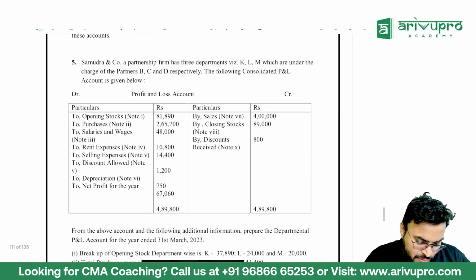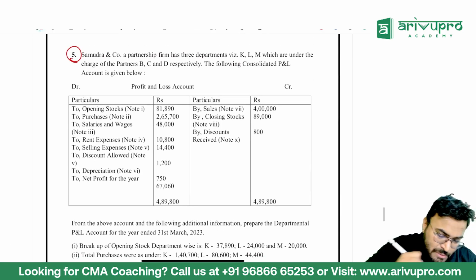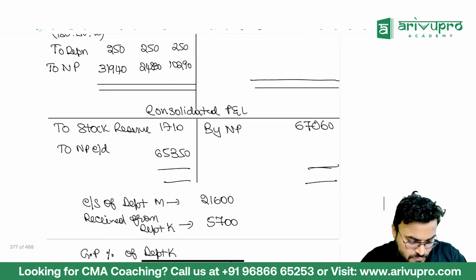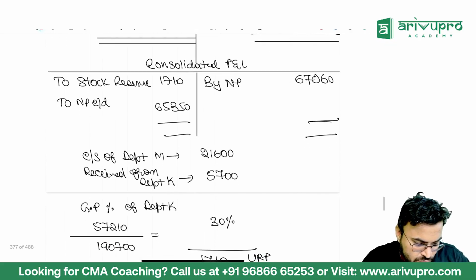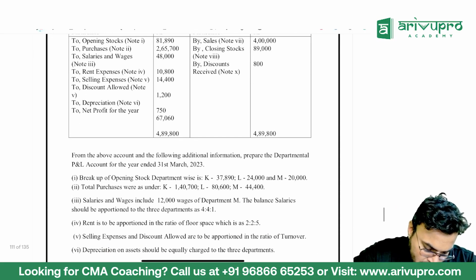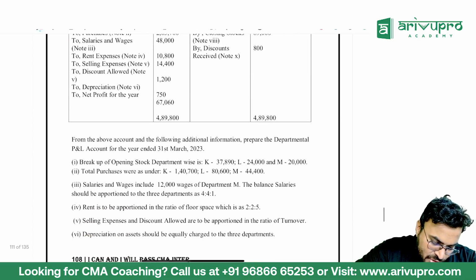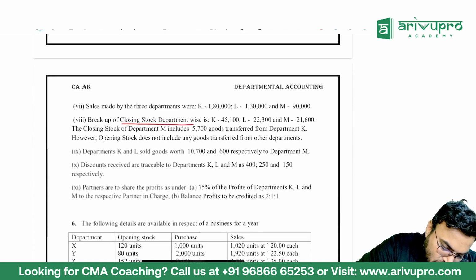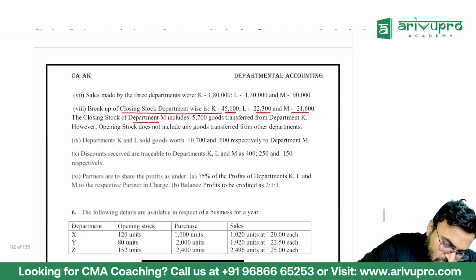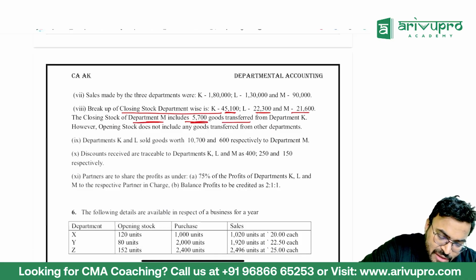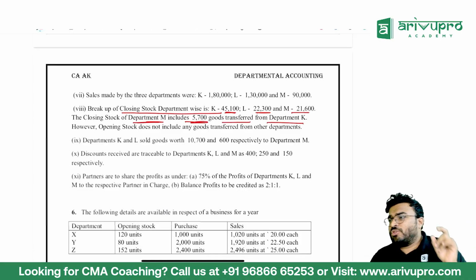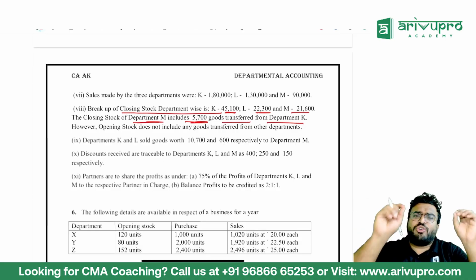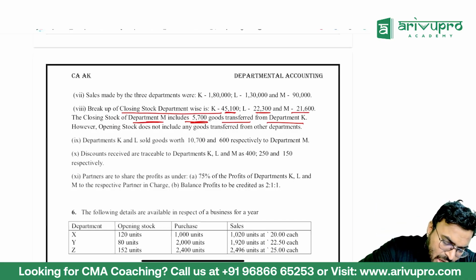You can have a look at one more question, maybe question number 5. Now, all this information we are not discussing. We'll go straight into the stock reserve calculation. Breakup of closing stock department wise is K 45,000, and all this they have told. Closing stock of department M includes 5,700 goods transferred from department K. Only the closing stock reserve we are going to discuss. Other than that, you are just going to put it into the respective column and fill in the blanks. However, they are telling that opening stock does not include any such goods.